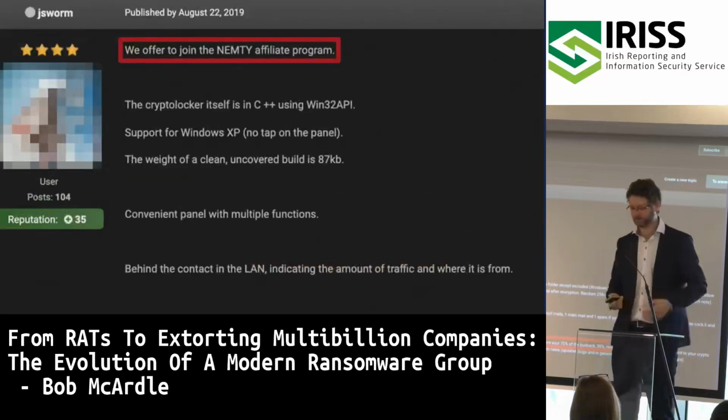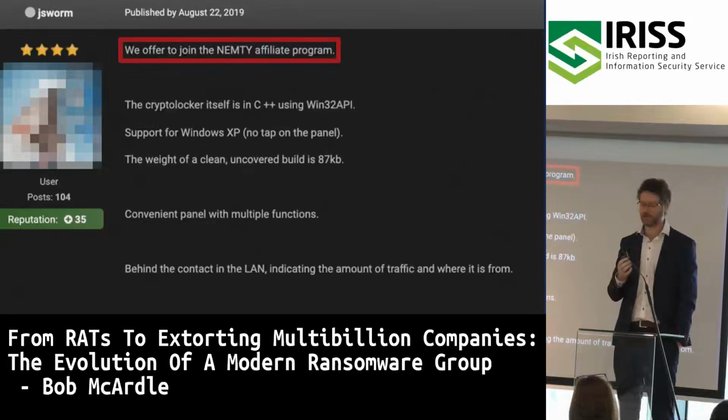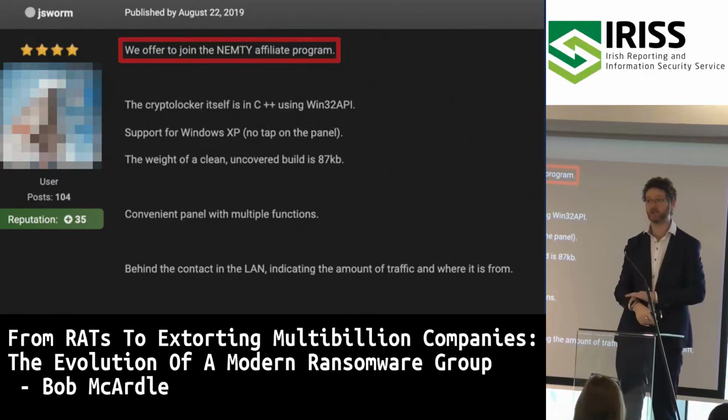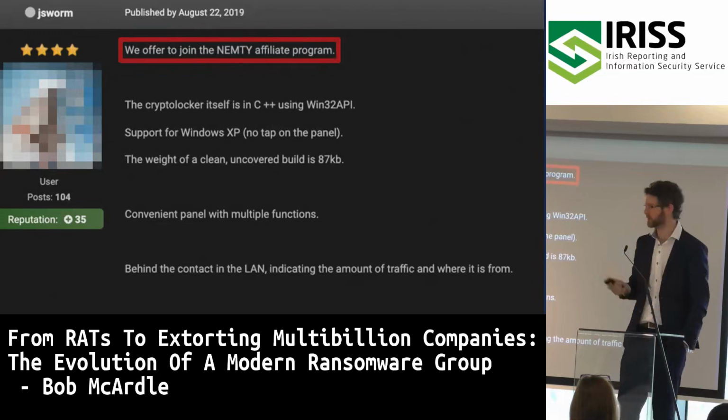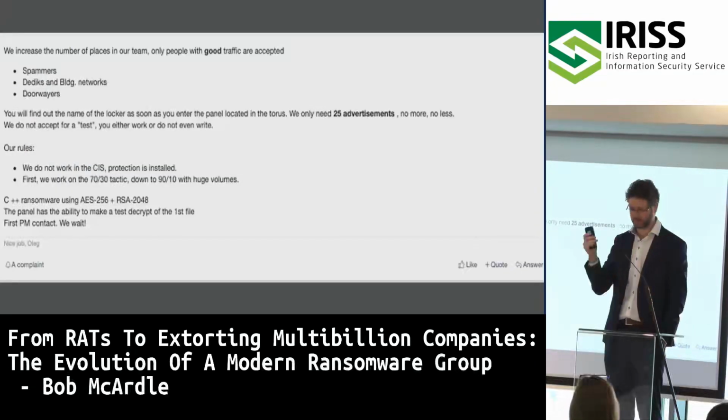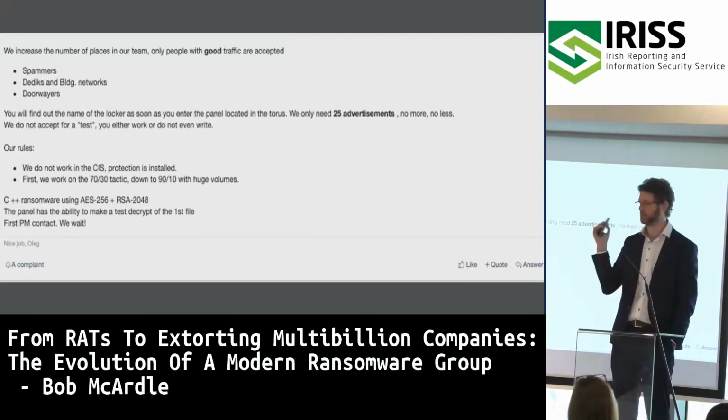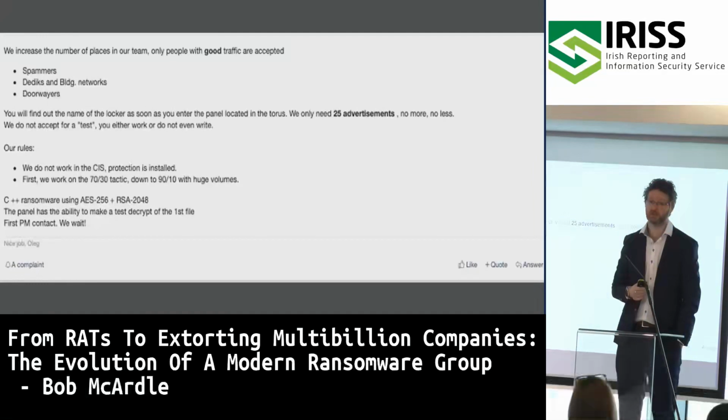So fast forward a bit further, click, and around the end of 2019, JSWorm changes and brings out a new ransomware called NIMTY. NIMTY operates using the exact same kind of split and affiliate model that JSWorm had, so 70-30. The file itself isn't massively different from what came before. So the question would be, why bother rebranding this, right? If you look into the details, it does a lot of the same stuff and gives details before about the 70-30 split.